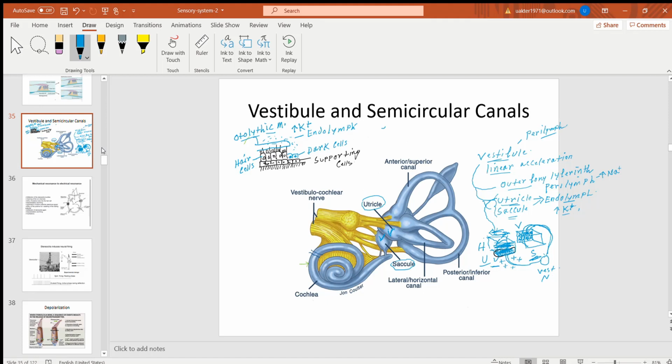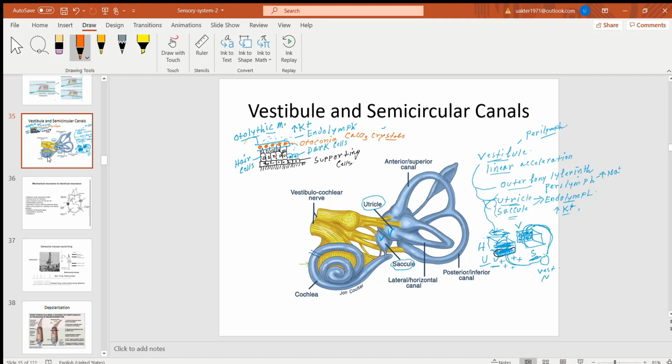And inside the otolithic membrane you have some important chemical crystals. Those are called otoconia. So let me draw those crystals. Inside the otolithic membrane you have the crystals of calcium carbonate. And these are called otoconia. These are calcium carbonate crystals.